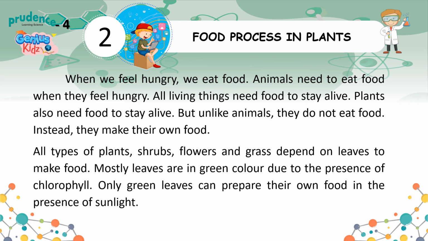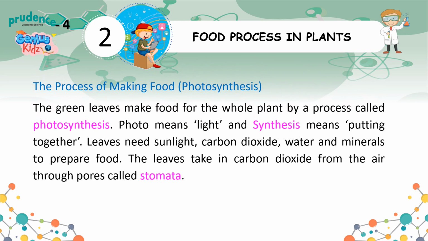All types of plants, shrubs, flowers and grass depend on leaves to make food. Mostly leaves are green in color due to the presence of chlorophyll. Only green leaves can prepare their own food in the presence of sunlight. The process of making food: photosynthesis.